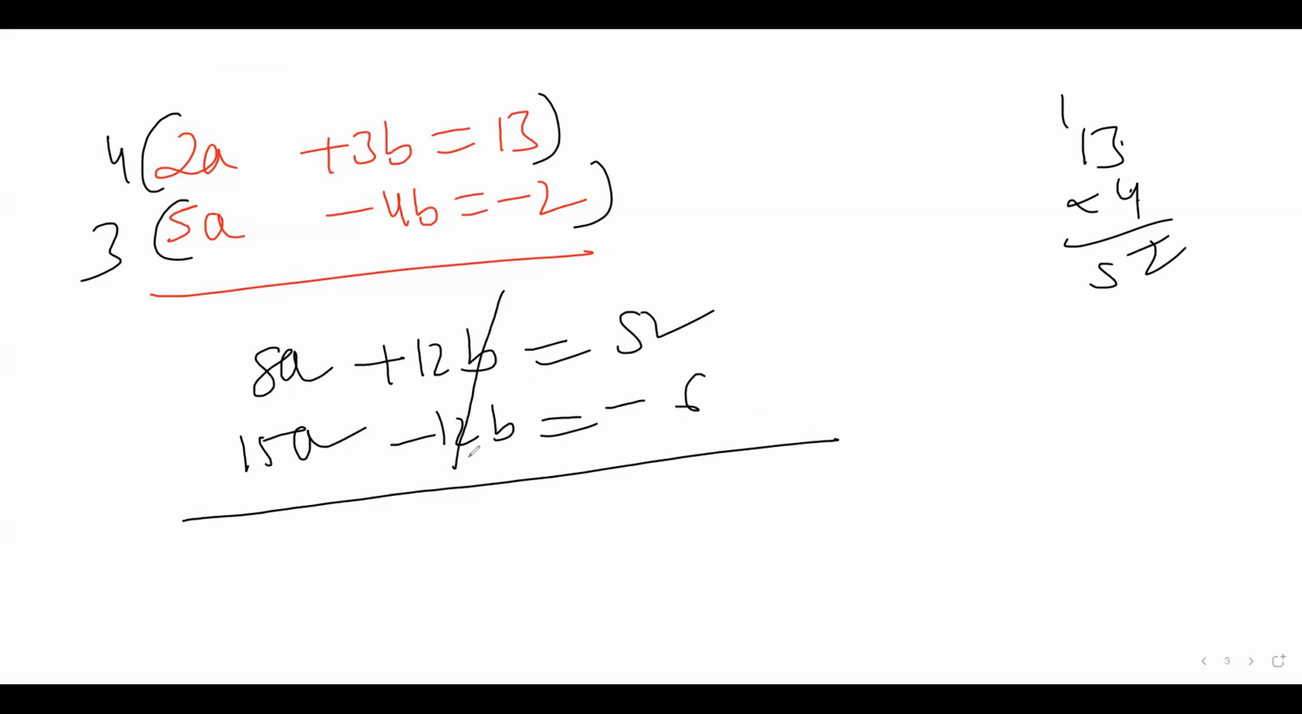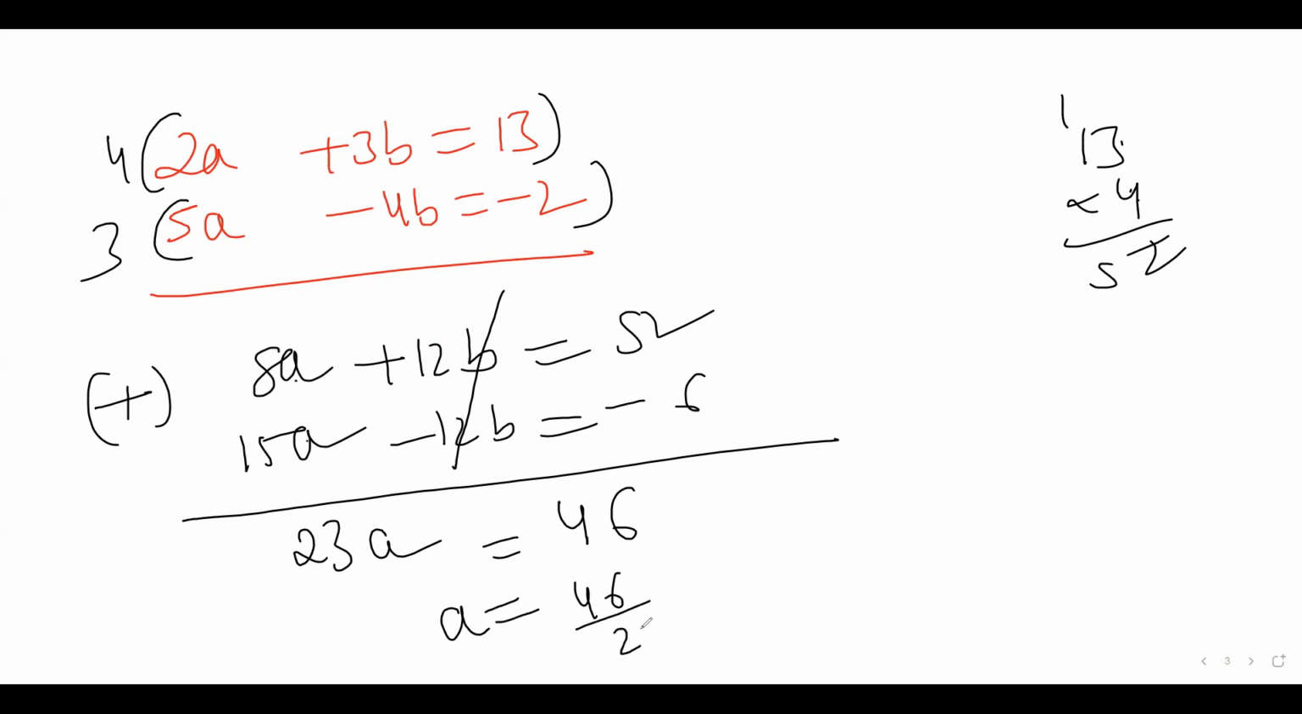Plus 12b minus 12b will get cancelled. Now I am going to add. That's why plus minus get cancelled. 8 plus 15 is 23a. 52 minus 6 is 46. Bigger number sign is plus. a is equal to 46 by 23. 23 exactly 2 times. I got a value as 2.